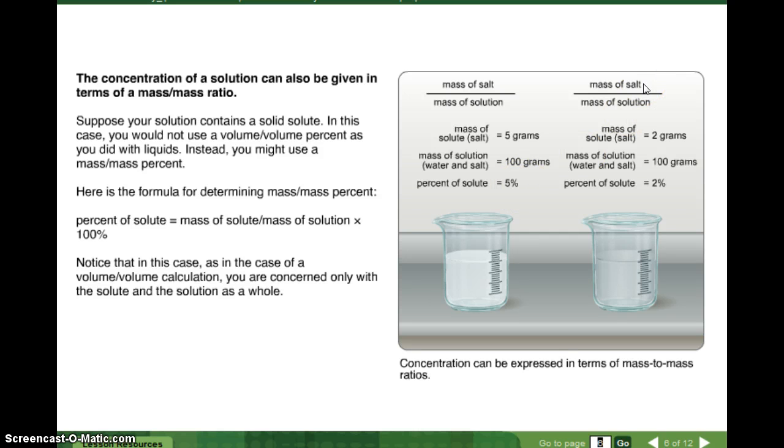Here's another example. Again, it's mass over mass. So the mass of the salt is 2 grams. The mass of the solution is 100 grams, which means I have 2% solute or 2% salt. What percent water would I have? 98%, because when you add it up, it's got to equal 100.